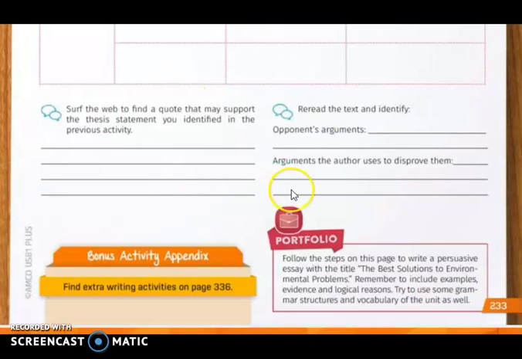When you finish the exercises of the pages, you have to work on the portfolio activity. You are going to follow the steps that I already mentioned that are on this page to write a persuasive essay. You have to put the title, The Best Solution to Environmental Problems. Remember that you have to include some examples, evidence, and logical reasons, and you must try to use some grammar structures and vocabulary of the unit as well.